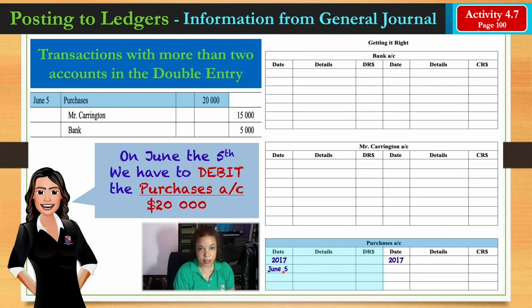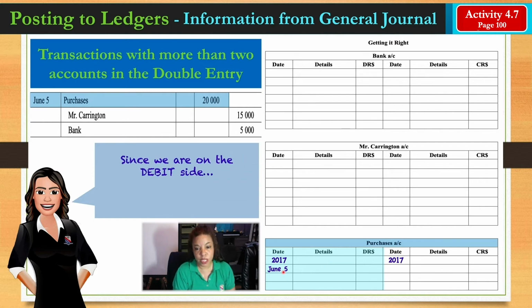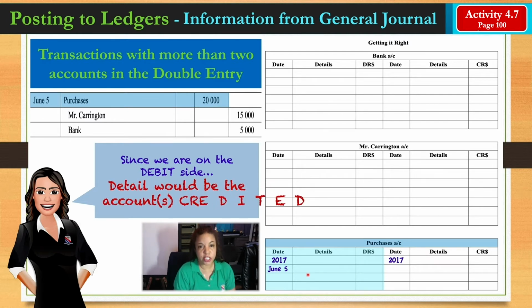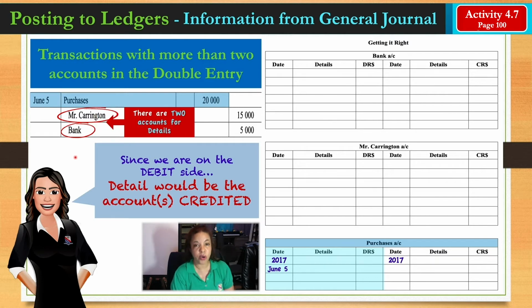What would be your detail? So remember what we said. Since we are on the debit side of the purchases account, your detail is going to be the account or accounts that the opposite has occurred. So they have been credited. Once you are on the debit side, you're going to look for the accounts that were credited. In this case, there are two accounts that were credited. That is Mr. Carrington and the bank. So for your purchases account, you are going to have two details. That will be Mr. Carrington and bank.